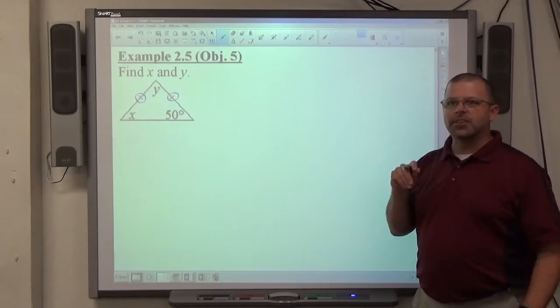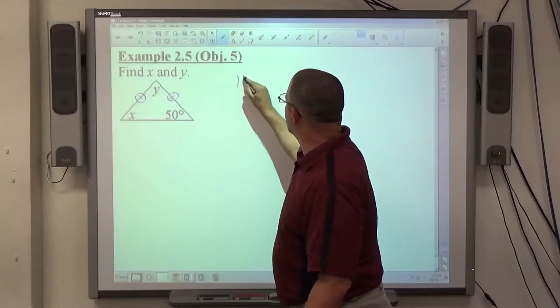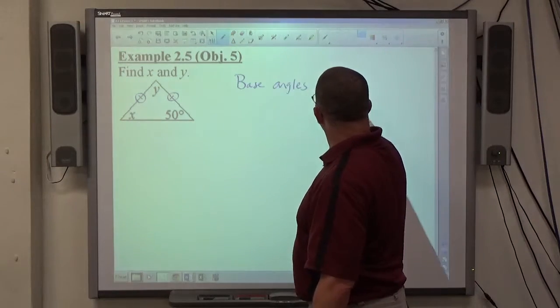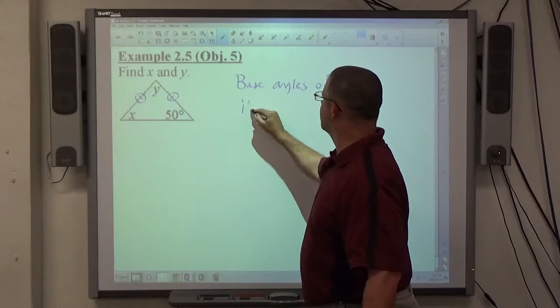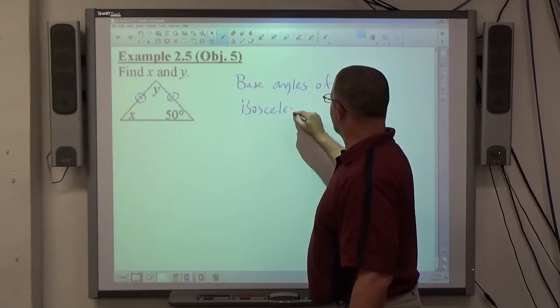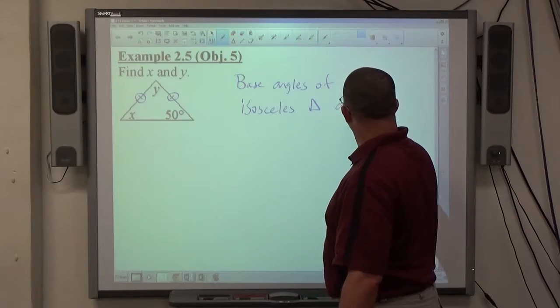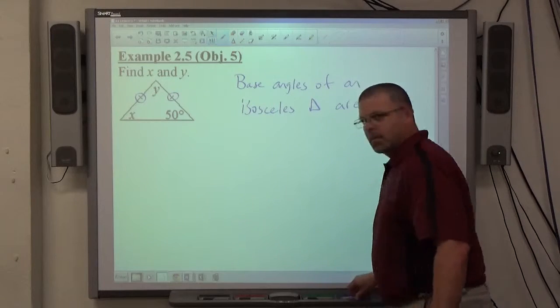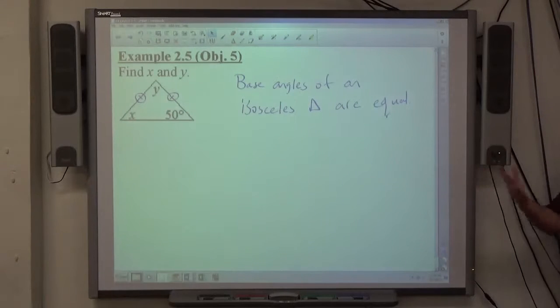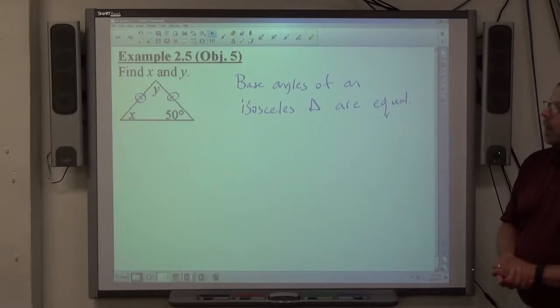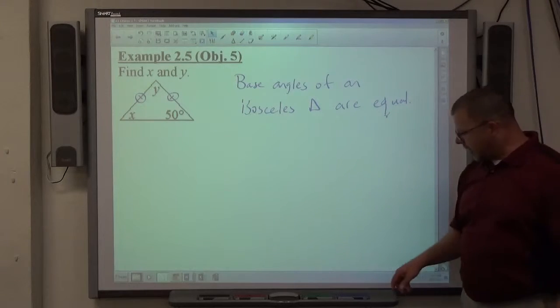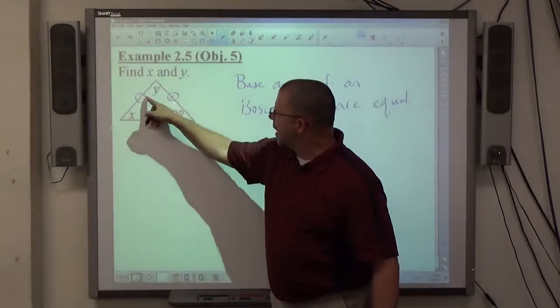And there's a property of an isosceles triangle, which is the base angles of an isosceles triangle are equal. Okay. Again, I'm basing this on a property, not just because I feel like it or because it looks like it. Those 2 sides are equal, making an isosceles triangle. That means that the 2 angles opposite those equal sides are equal to each other.